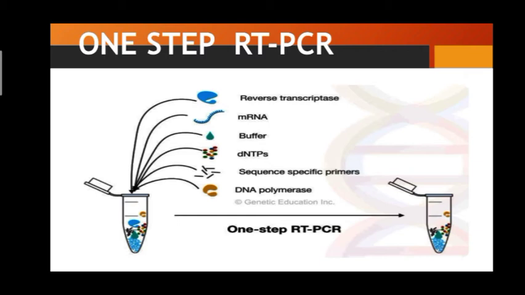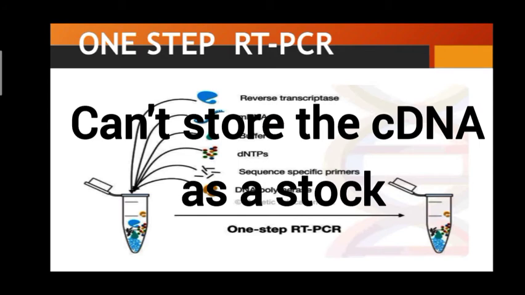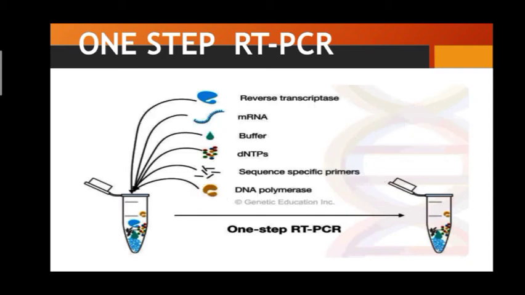Also, two different reactions from a single sample cannot be performed because complementary DNA synthesis and amplification occur in a single reaction. So we cannot store the complementary DNA as a stock to use in further reactions. Here we are using sequence specific primers and the reaction is single step. Thus, the chance of non-specific binding and primer dimer is too high.